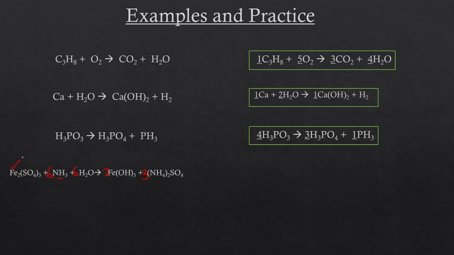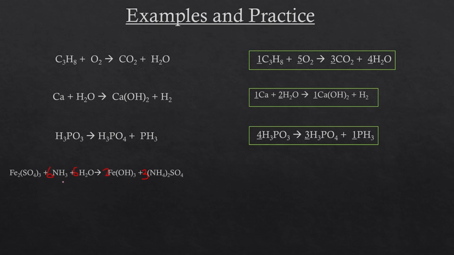So again, iron, 2 iron here, 2 iron there. Done. 3 sulfates there, 3 sulfates there. Done. 6 nitrogen there, 2 times 3 is 6 nitrogen there. Done. Then we're moving to the oxygen. We have 6 oxygen here, and we have 3 times 2 is 6 oxygen there. All right, so everything is good to go except for the hydrogen. So now let's check it out and see what we've got to do.